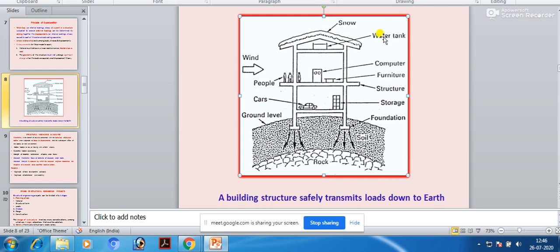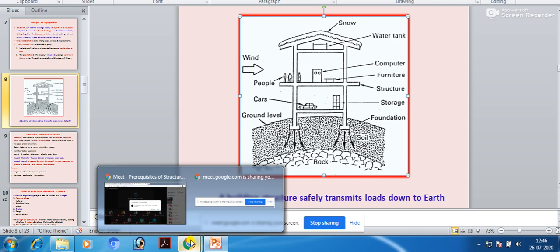Snow load, load due to the water tank, computers, furniture, and people, which are live loads. And the wind is also coming from one direction, right? Wind load is a dynamic load, so this structure will be subjected to wind load. If suddenly an earthquake comes, this structure will be shaking, so the structure will be subjected to earthquake load, a dynamic load. So the structure will be going through another live load, that is earthquake load.